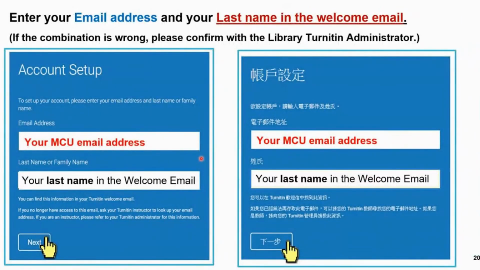On this page, please enter your email address, which is your school email address, your student ID at me.ncu.edu.tw. In the next blank, please enter your last name or your family name. If your last name is in Chinese, you can go back to the welcome email, copy the last character, and paste it into the blank. Then click next. If you see the prompt message that the combination is wrong, please confirm with the library administrator what your email address and the last name they created in the system are.